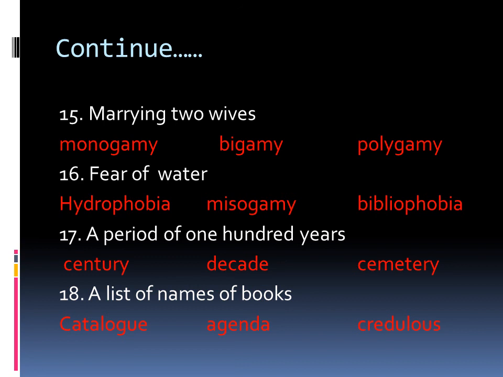Century. A list of names of books. Agenda? No. It is also a list, but of the things to be discussed in a meeting. Can it be credulous? No. Credulous means one who believes easily. Then a list of names of books is catalog. Yes, catalog.